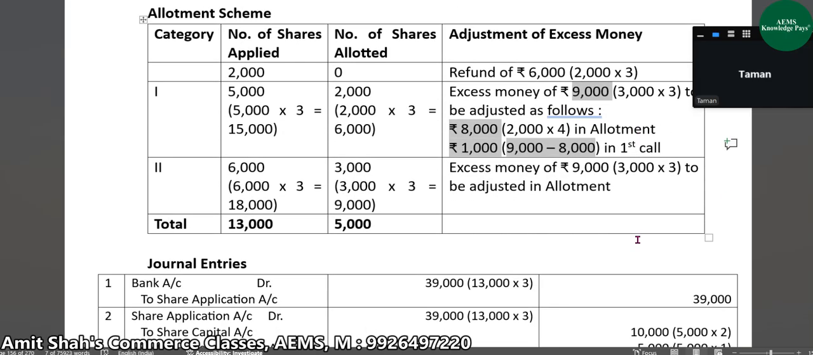Yes, sir. Akshita, Sadul, Mana, any doubt? No, sir. Yes, sir. No.